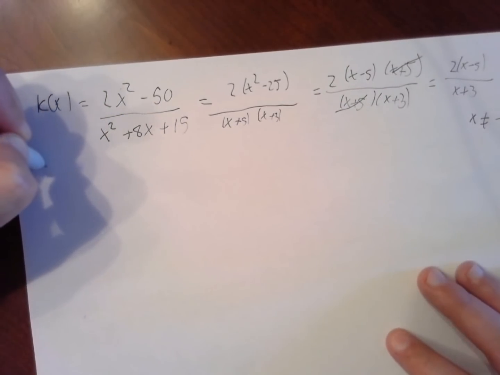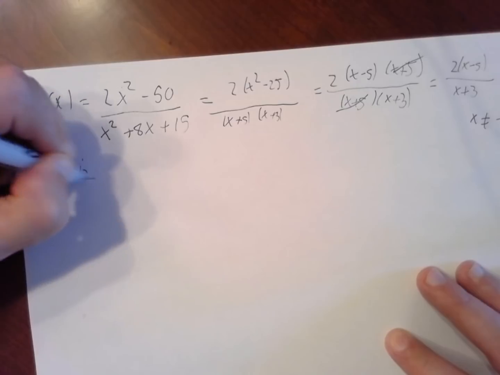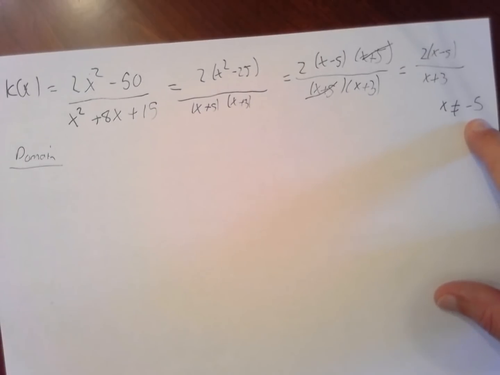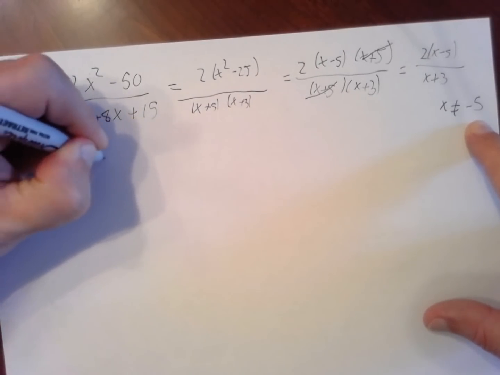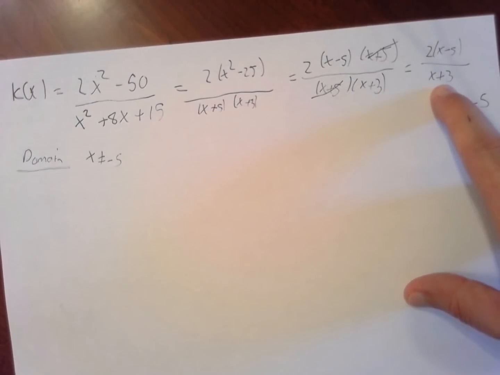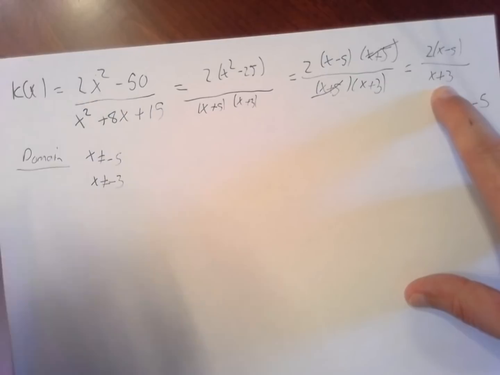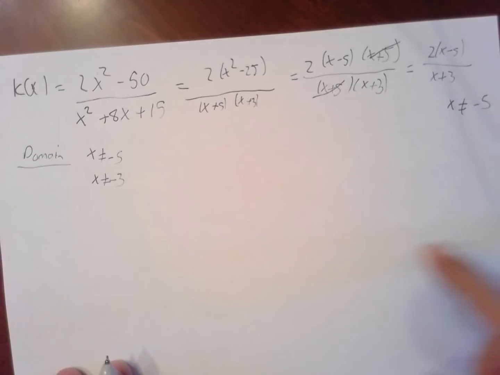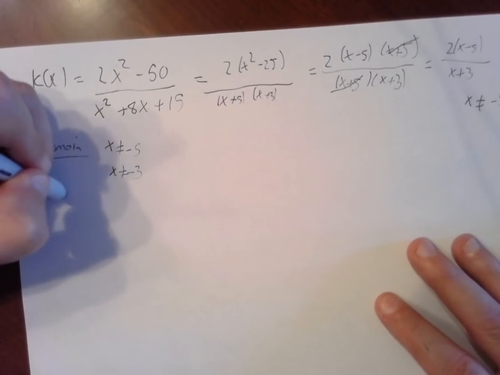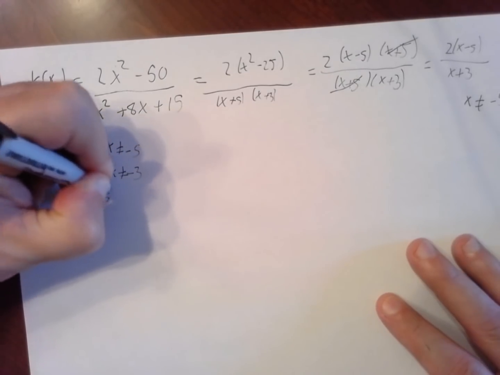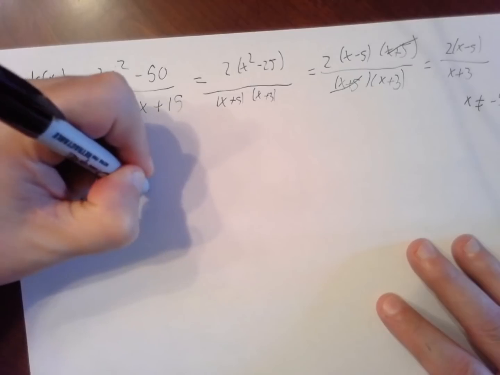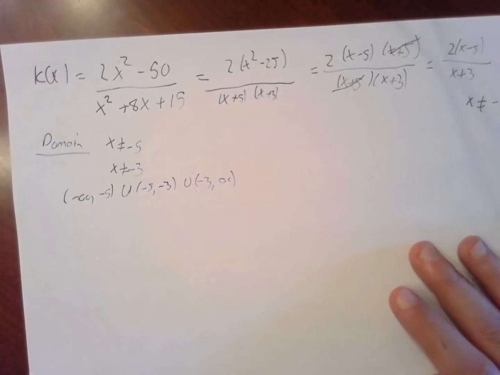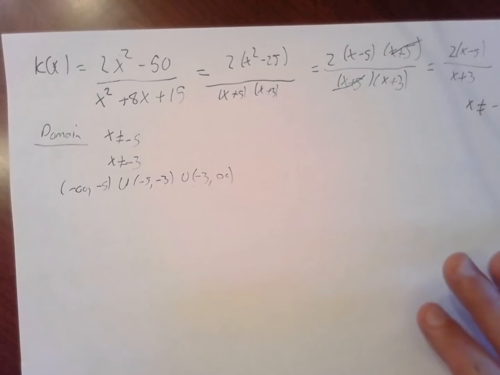Okay, so it's the same process. I find my domain. Anybody that makes the bottom 0 is bad. I've already found one, negative 5. X is not allowed to be negative 5. I can just glance and see who the other one is: negative 3. I have two bad guys. It was a quadratic, and quadratics always have two solutions. So my domain is negative infinity to negative 5, negative 5 to negative 3, and negative 3 to infinity. 3 sections of domain.